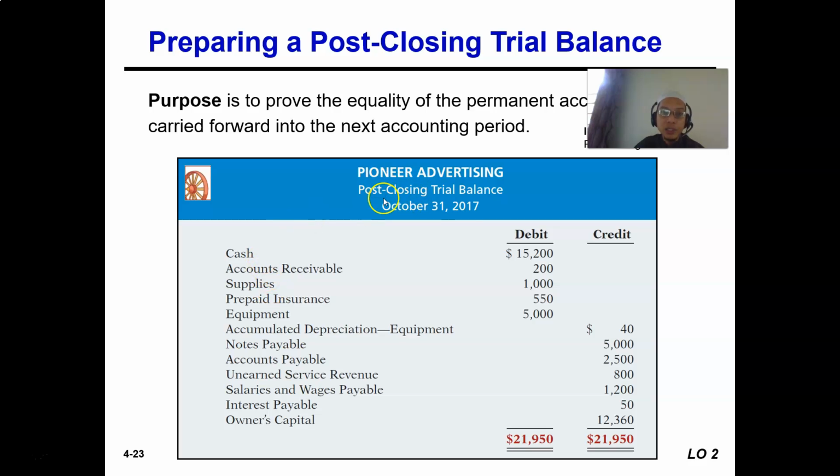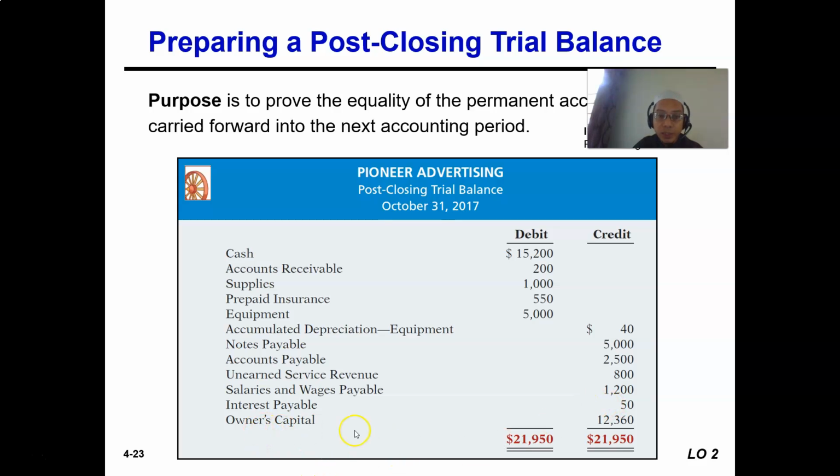So this is the post-closing trial balance. We will find cash is an asset, accounts receivable is an asset, supplies is an asset, prepaid insurance is an asset, equipment is an asset, accumulated depreciation is a contra account. Notes payable is a liability, accounts payable is a liability, unearned service revenue is a liability, salaries and wages payable is a liability, interest payable is a liability, and owner's capital is an owner's equity account.